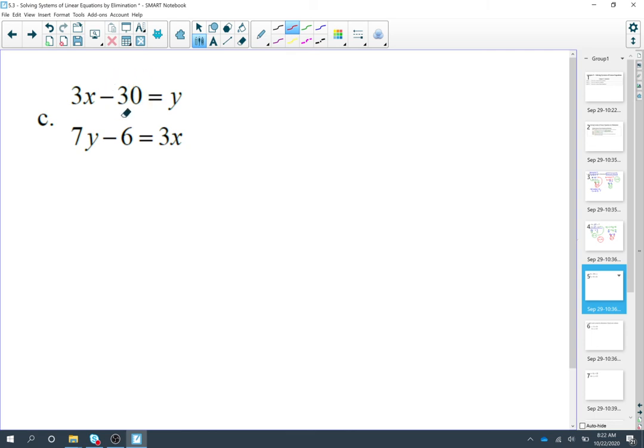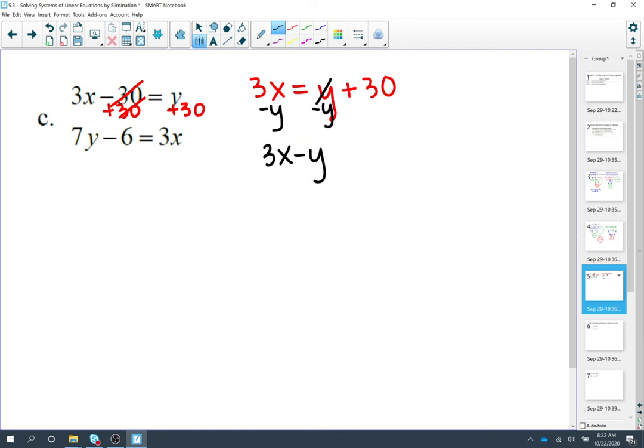The first thing I'm going to do is take my -30 and bring it to the other side. So I'm going to add 30. When I do that, I'm going to have 3x equals, because he's going to go away there, and then I'm going to have y plus 30. Then the next thing I need to do is get my y over here with my x, so I'm going to subtract y, which is going to give me 3x minus y equals 30.